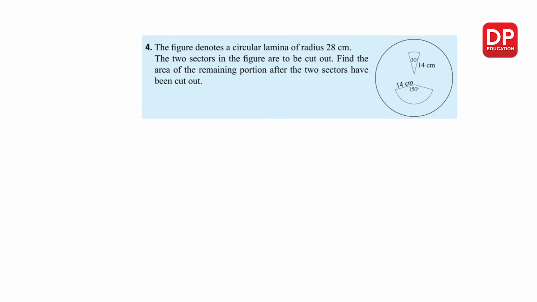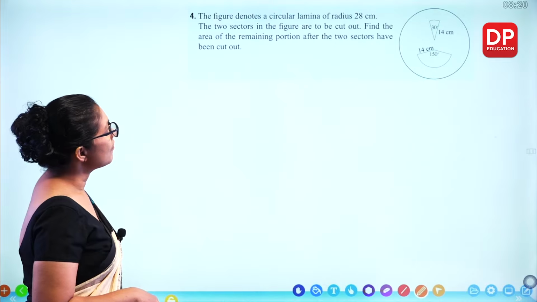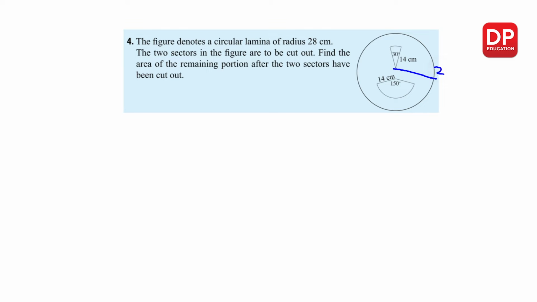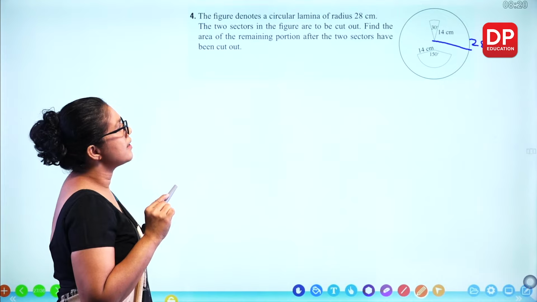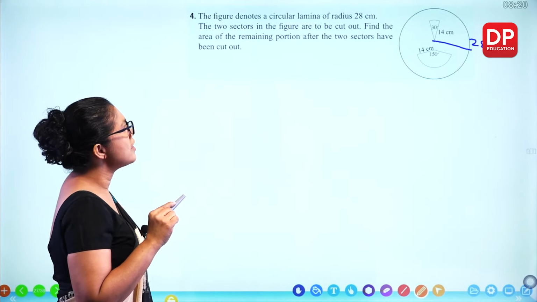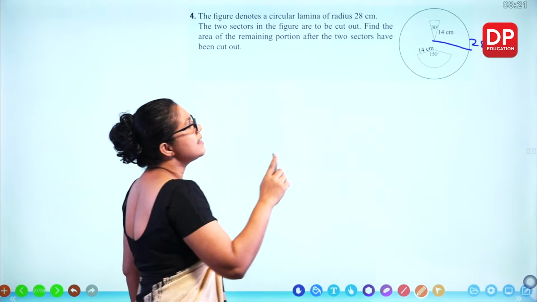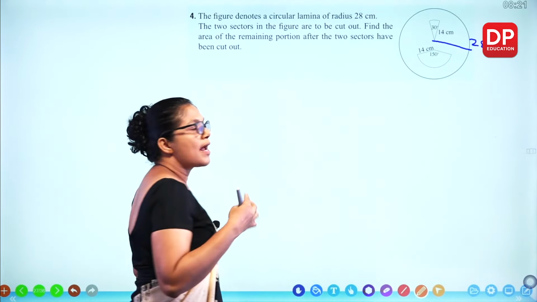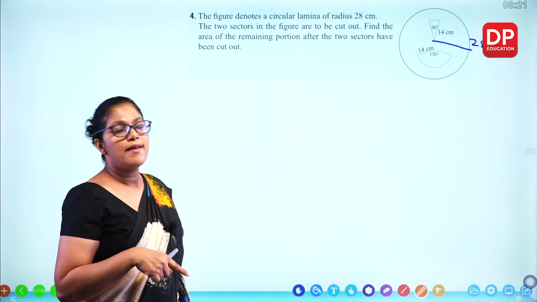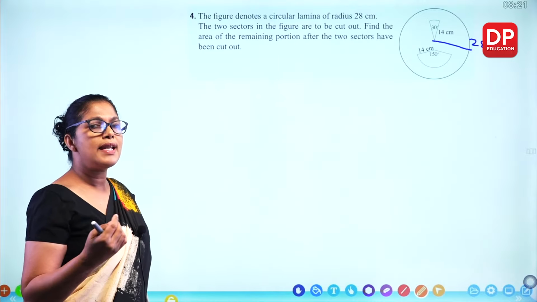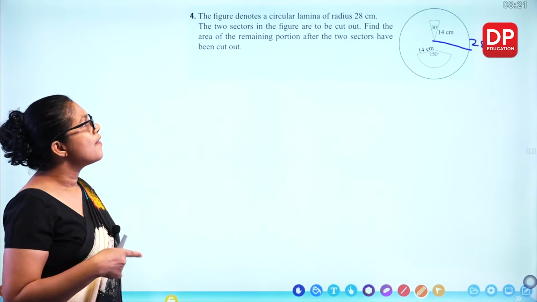Now we'll look at the fourth question. In this fourth question, you have a circular lamina of radius 28. That means the full radius of this one is 28 centimeters. The two sectors in the figure are to be cut out. Find the area of the remaining portion after the two sectors have been cut out. That means you need the other part. So how can we find out? We can find the area of the full circle, the areas of the two sectors, and then subtract to get the other portion.